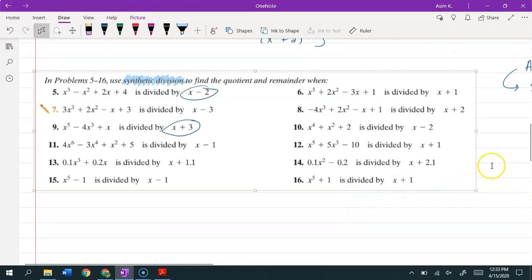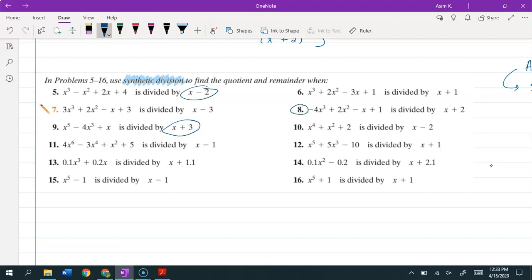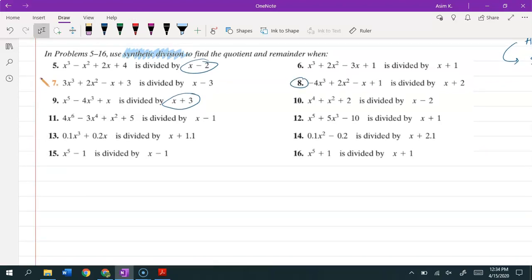So for this, I'm going to try a handful of questions as well. Let's go ahead and try number 8. Number 8 is a relatively simple one. First off, I just want to remind you that this is an alternative to you saying x plus 2 goes into negative 4x cubed plus 2x squared minus x and then add 1. So this is an alternative to that method that would have taken us a longer time to do.